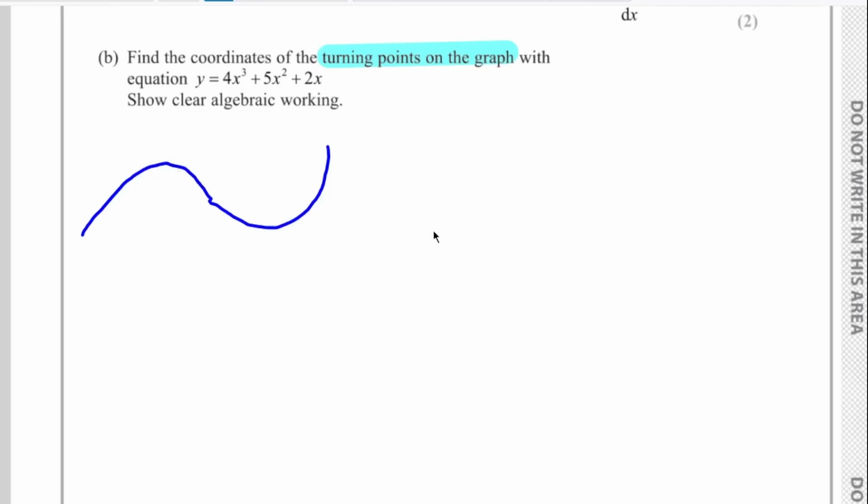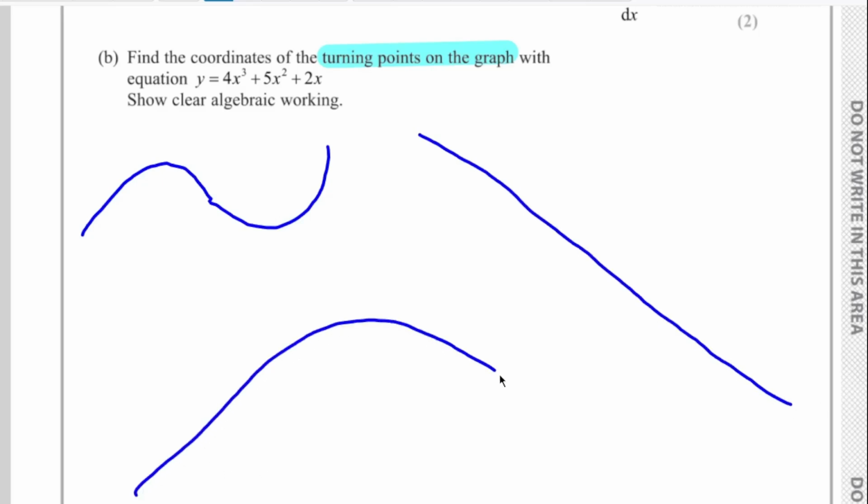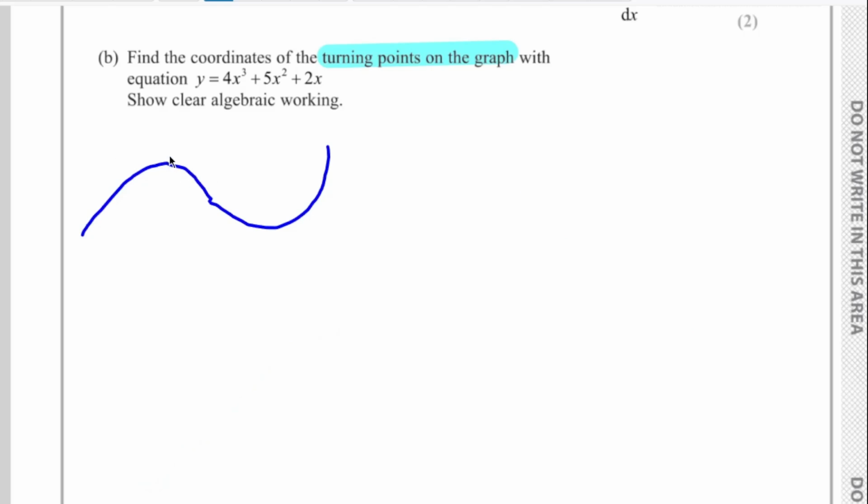These points are called turning points. So if your graph is going like this, there are no turning points. You need to have something like this. We call this a turning point or stationary point. So in this case, this is a turning point, and this is also a turning point. We call this turning point a maximum, and this is a minimum turning point.